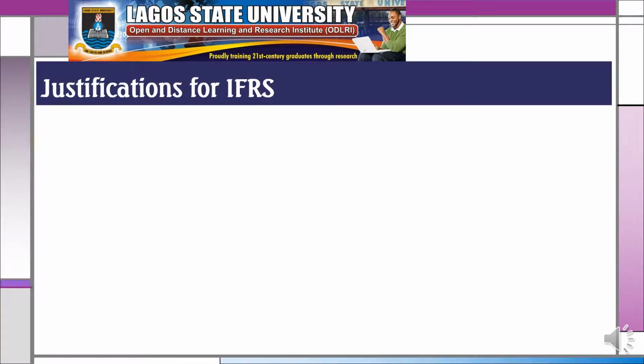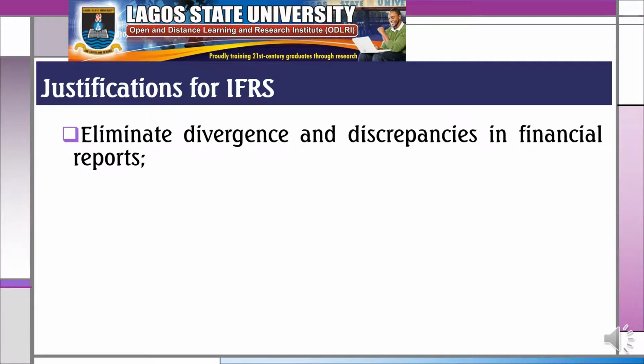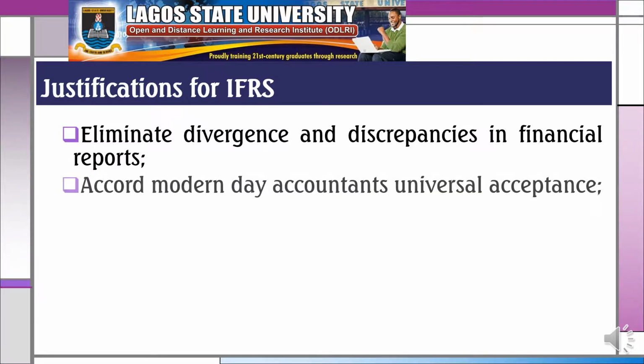So why IFRS? What is the essence of IFRS? What are the justifications for IFRS? The first one is IFRS helps to remove divergence and discrepancies in financial reports. Divergence, that is where the word harmonization comes from. So that when you prepare an account in Nigeria, the account can be compared with any other account in any other country where IFRS is being employed. So it helps to eliminate divergence and discrepancies.